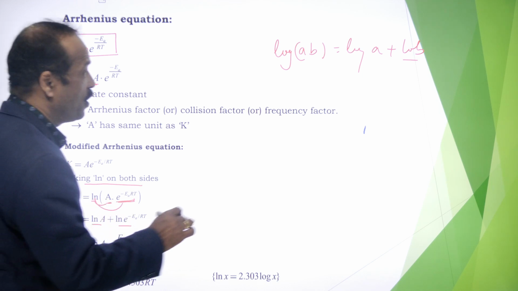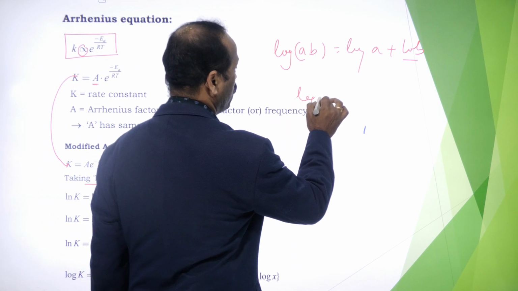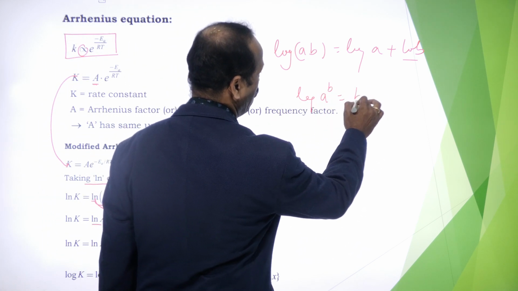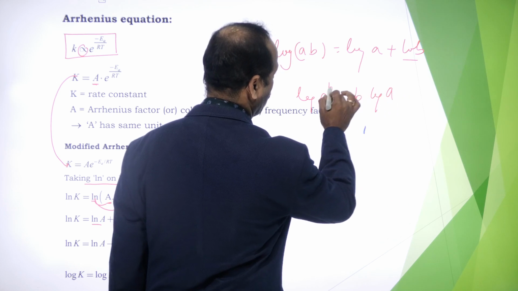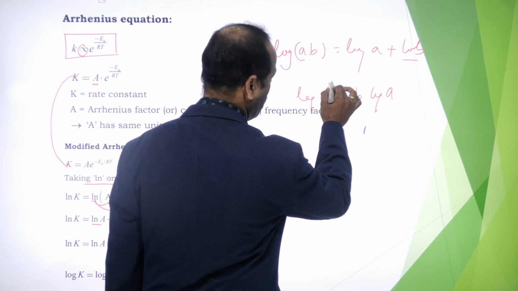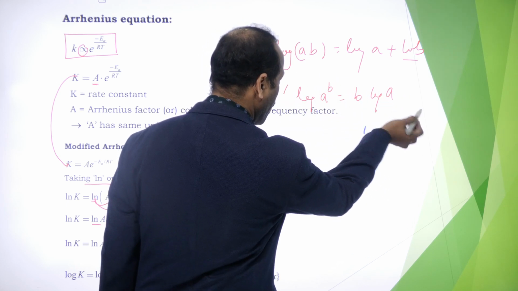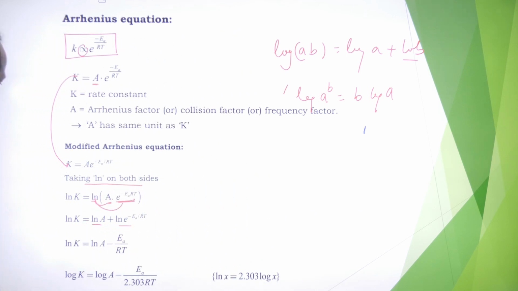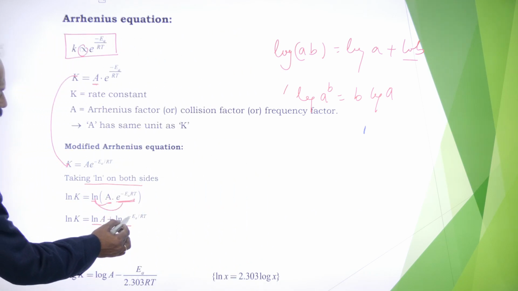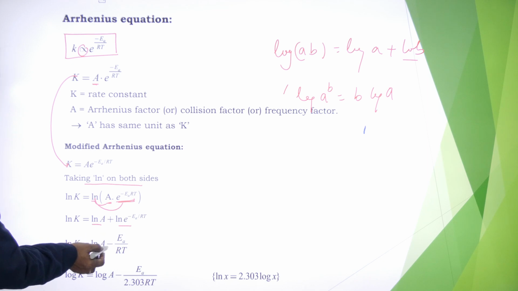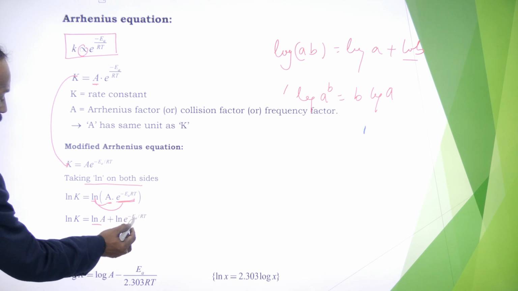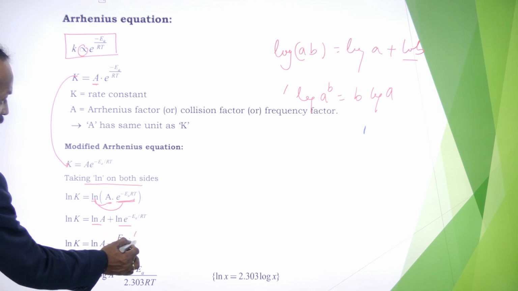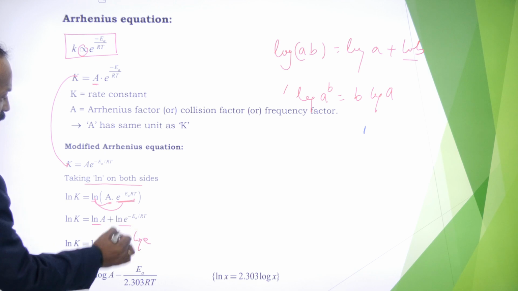Now again we have one formula: log A to the power of B is equal to B log A. This B comes here, and B log A. So here you can see the power is what? Minus Ea by RT. So then what does it become? This remains the same. This is coming here. So this becomes minus Ea by RT into log e, because e is e.